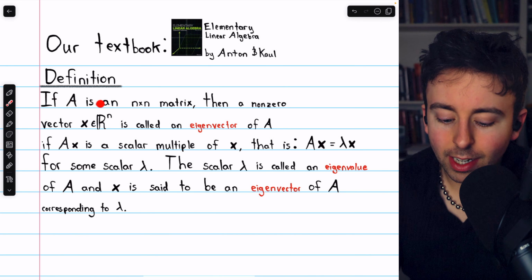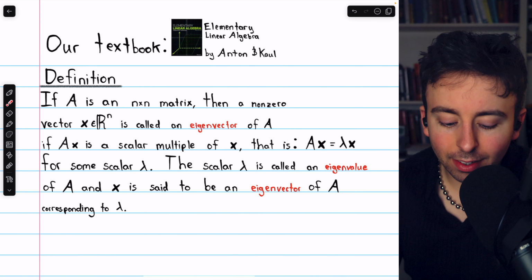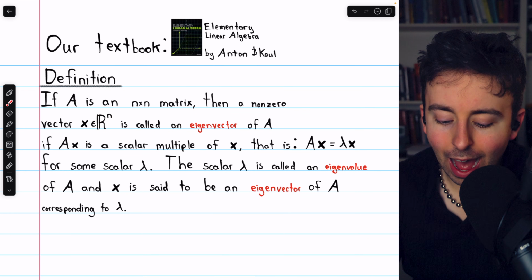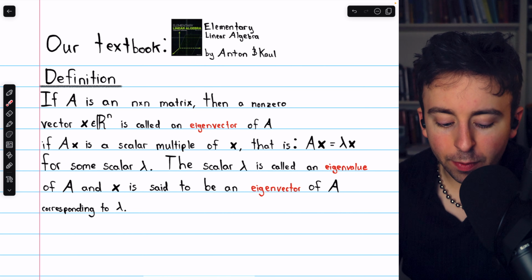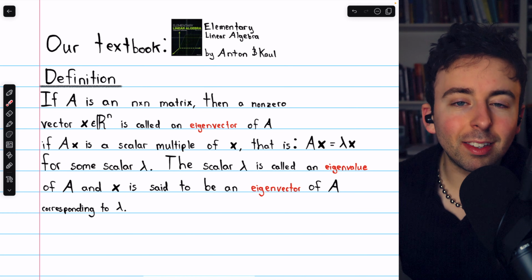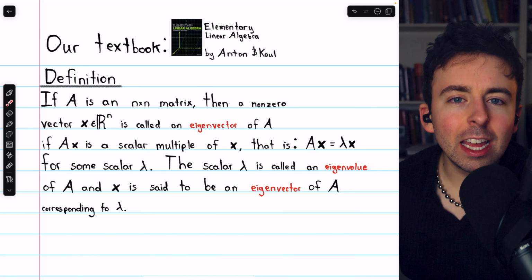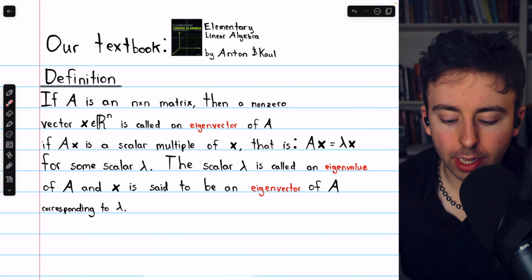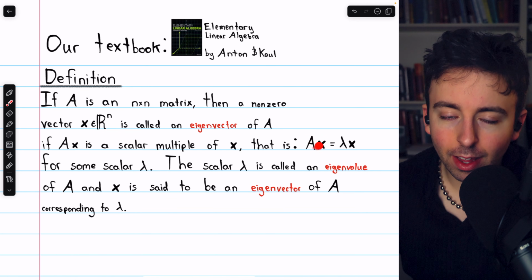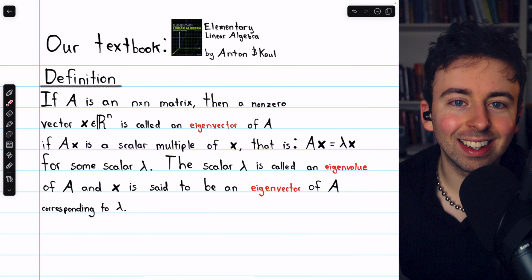Let's get into it, beginning with the definition. If A is an n by n matrix, then a non-zero vector x in Rn is called an eigenvector of A if A times x is a scalar multiple of x. That is, Ax equals lambda x for some scalar lambda. So this is the key idea. For x to be an eigenvector of A, it must have the unusual property that when multiplied by A, its direction doesn't change, its magnitude is the only thing that changes.